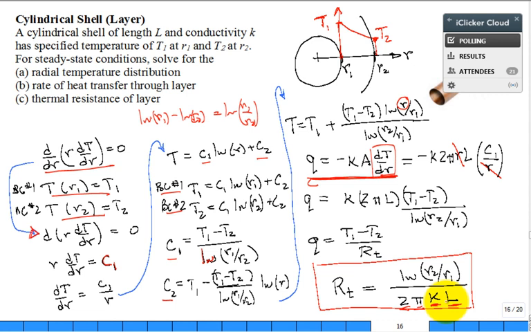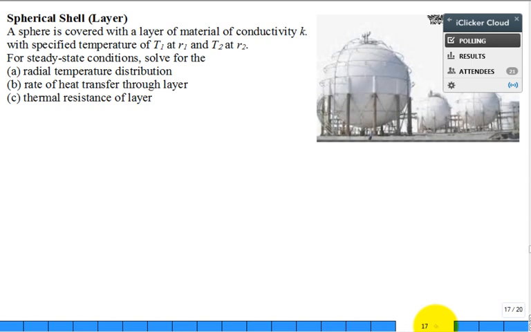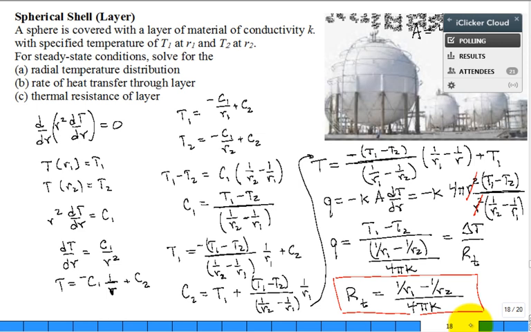Not only can you do it for cylinders, like a layer of insulation around a pipe, you can do it in a spherical. What's the roadmap to success? Get the temperature distribution, the radial temperature distribution. Then get that rate of heat transfer, Q. So get T as a function of R, then get Q through it, and then do some name calling. All right? So here is the solution. This is our thermal resistance in a spherical. 1 over R1 minus 1 over R2 divided by 4 pi K.